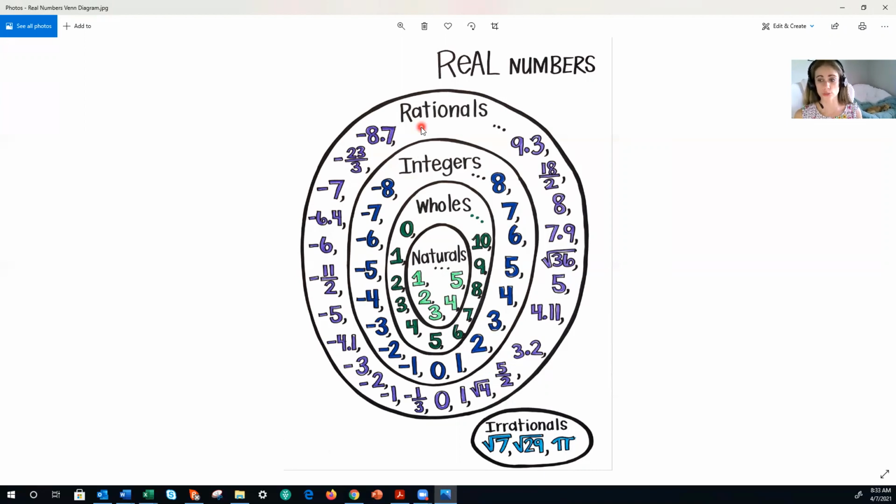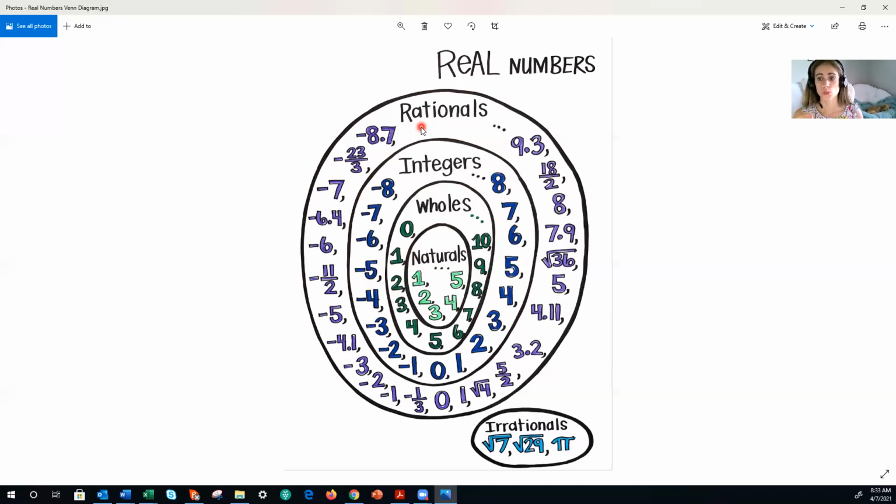Now, our rational numbers include everything else that's on the inside. So integers are rational numbers. But rational numbers also include our fractions. So if you can write a number as a fraction, it's a rational number. It also includes some decimals because, as you learned back in elementary school, you can convert a fraction to a decimal and vice versa.